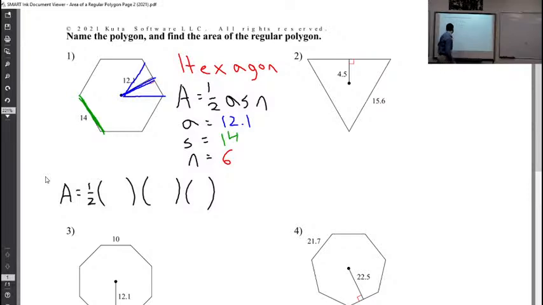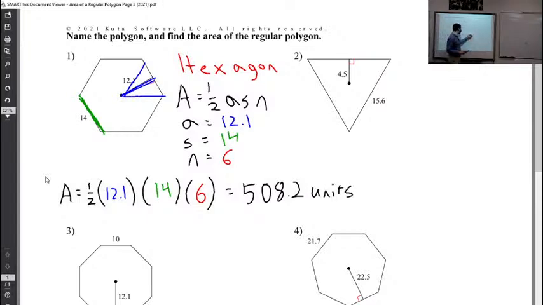One half my apothem, which is 12.1, times my side length, which is 14, times my number of sides, which is 6. And I can plug that in, and I should get 508.2. And for my units, since we have an area, that should be units squared for area.